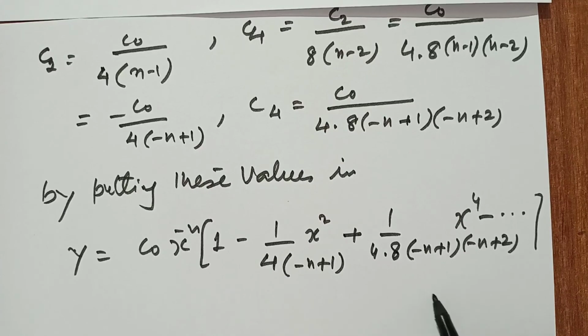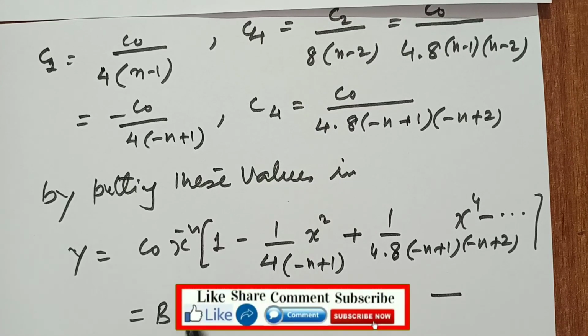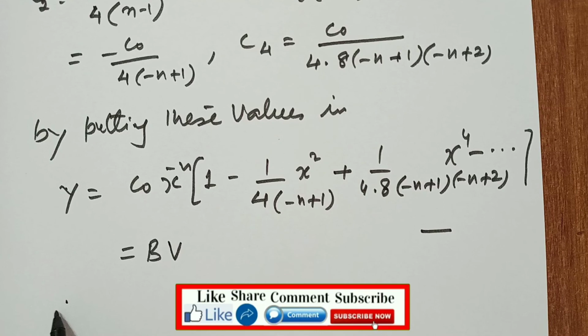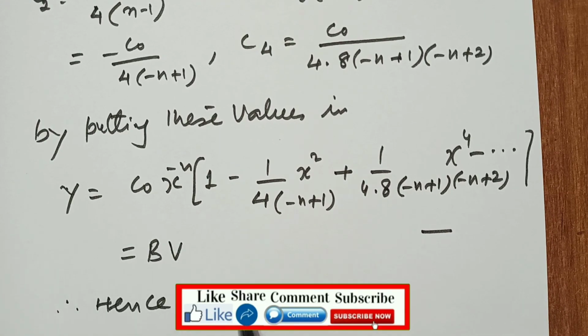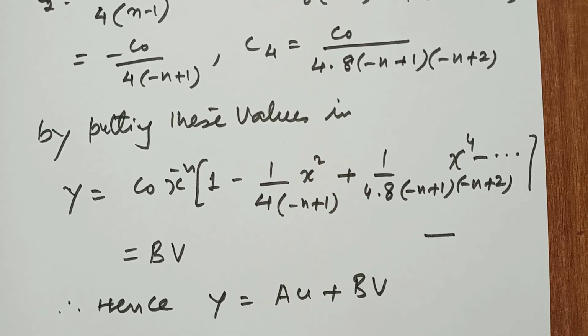Okay, so this is suppose equation 5, that is, v. So the total solution is, hence the solution is y is equal to au plus bv. Okay, so this is Bessel's solution of the given equation.